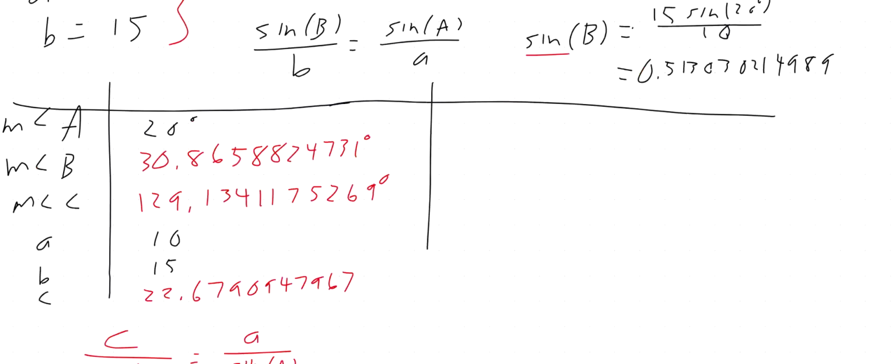Now our angle A is not changing. It's going to be 20. Side A and side B are also set in stone because we were told those. But now with angle B, it could be this 30 degrees, but it could also be its supplement. So we must subtract it from 180. So we're going to get 149 point. Now it's neat that our decimals are going to be the ones right here.